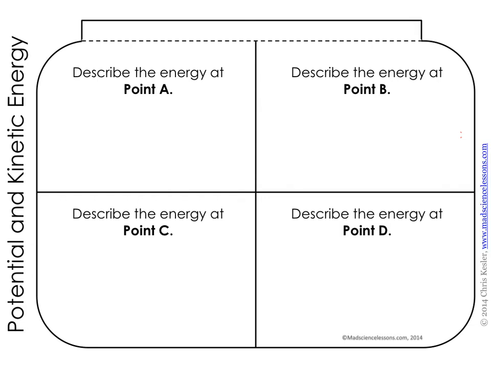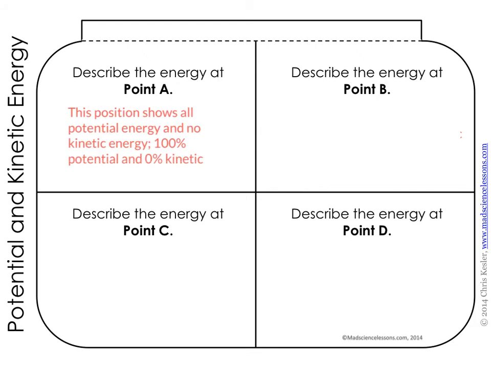Okay, on this page, we're just going to put in the notes for each of the positions. It's basically what I just stated on the previous slide, so you can copy these at your leisure. On point A, we saw that the position shows all potential energy and no kinetic energy. So 100% potential and 0% kinetic. As I explained, since the car is at the highest point on the roller coaster, it has 100% potential energy.